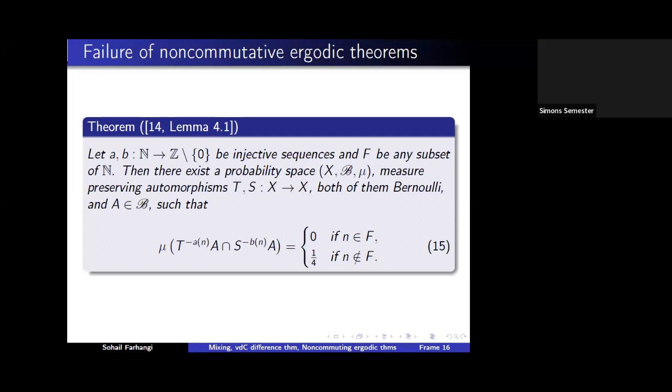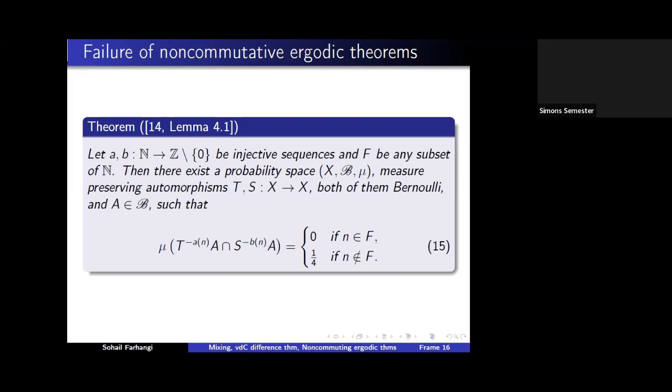And then we can also pick a set in this measure preserving system such that when we look at the intersection, so the measure of T to the minus a_n of capital A intersected with S to the negative b_n of capital A, this intersection will be 0 exactly when we want it to, because it's exactly when n is in our predetermined set F, and then it'll just be 1/4 when we want, namely when n is not in F. So regardless of what sequences a and b we choose, we can control precisely when this average is 0 and 1/4, and we can make it oscillate or behave however badly we want it to behave.